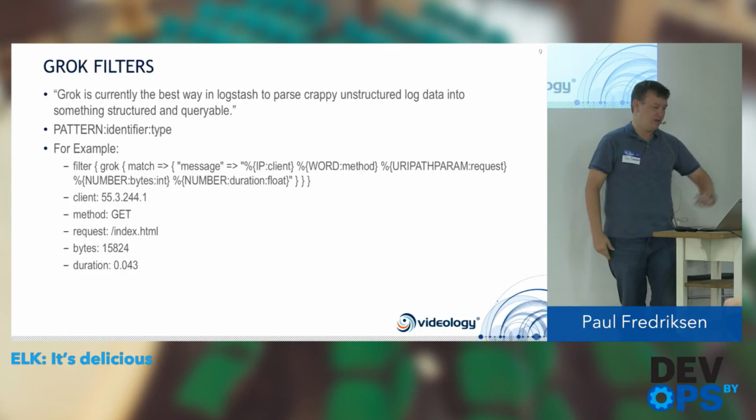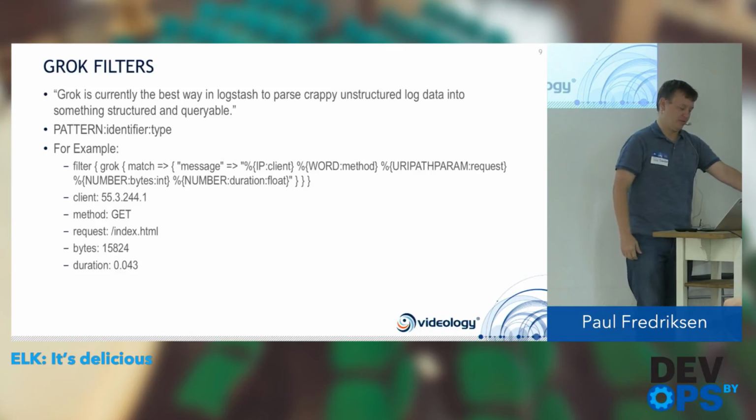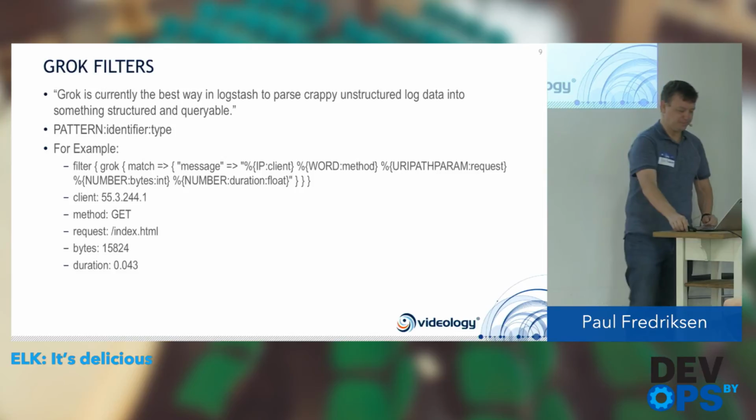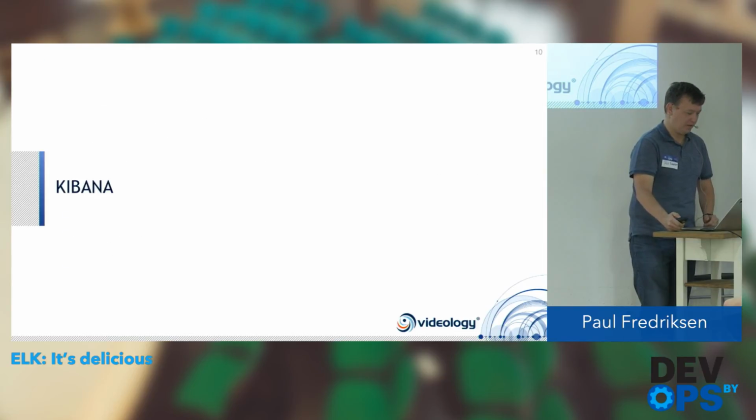You'll see below what that translates into. These are just examples of the client IP address, the get method, request, bytes, and duration. Kibana. So I'll move on.